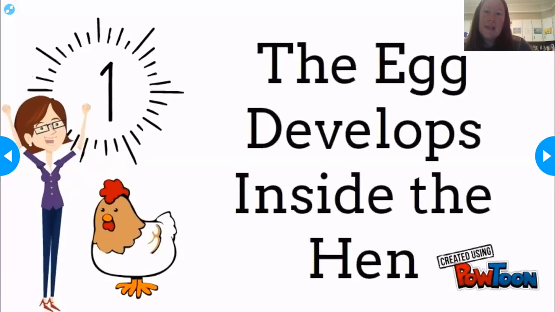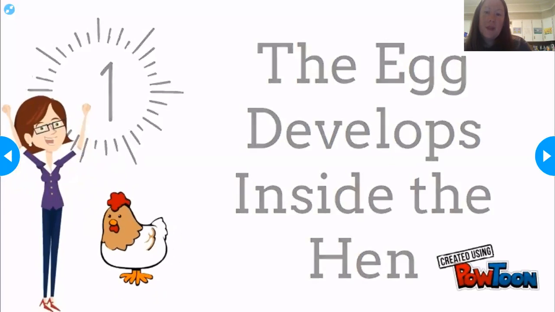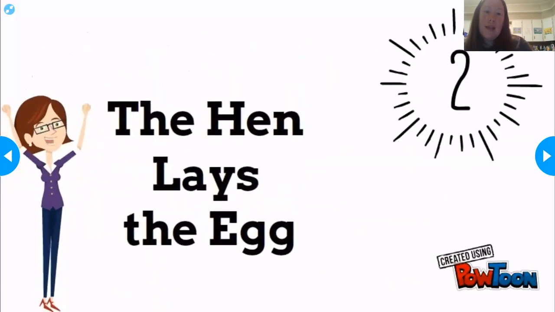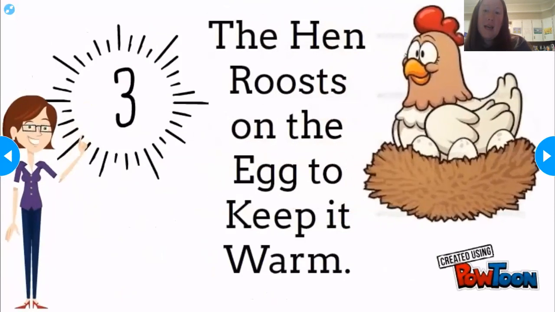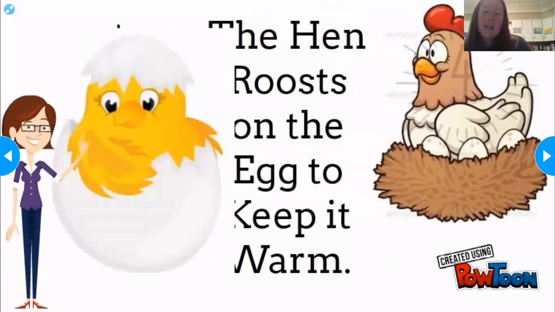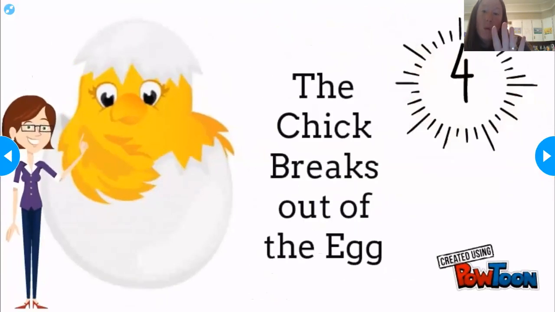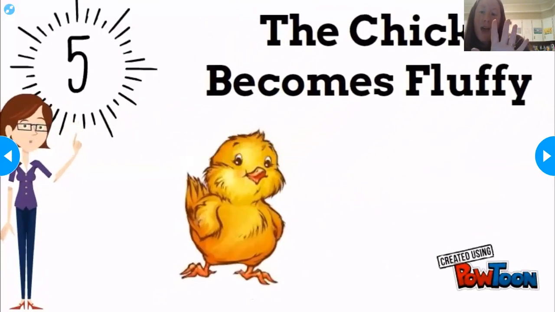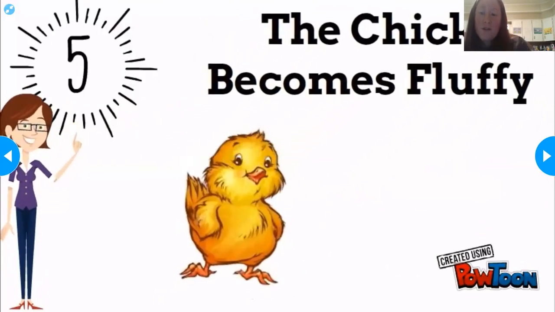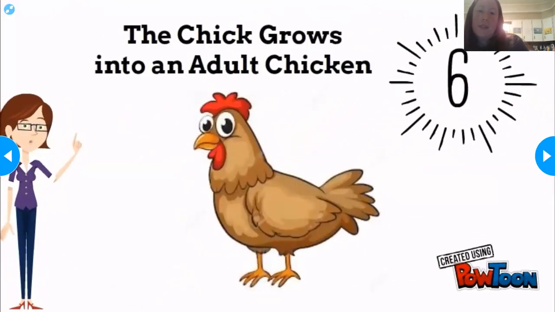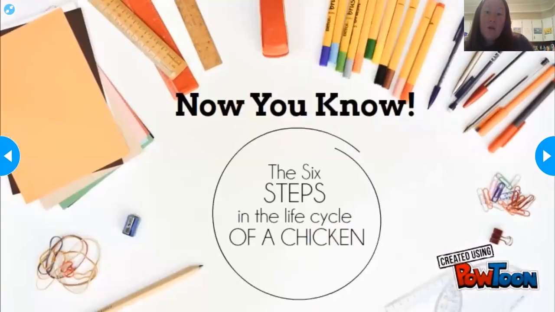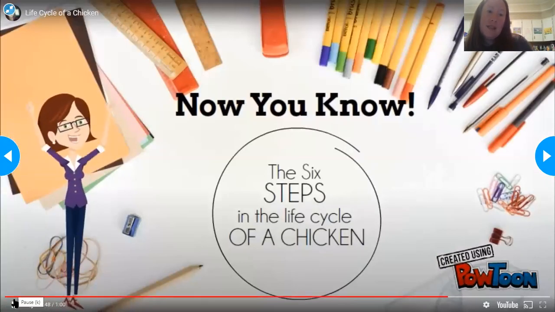Step 1 for a chicken, the egg develops inside the hen. Step 2, the hen lays the egg. Step 3, the hen roosts on the egg to keep it warm. Step 4, the chick breaks out of the egg. Super important. Step 5, the chick becomes fluffy with their down feathers. And step 6, the chick grows into an adult chicken. Now you know the 6 steps of the life cycle of a chicken.